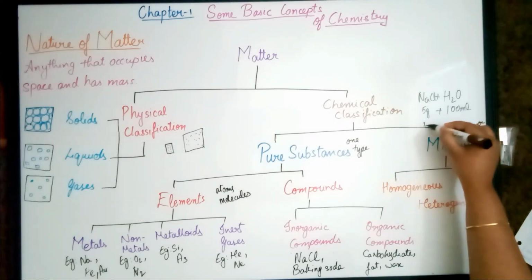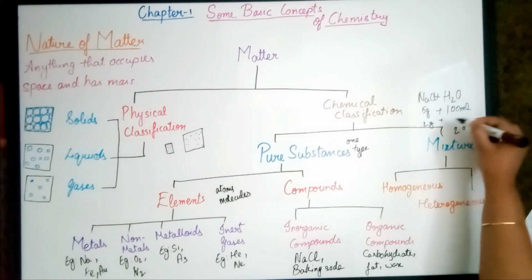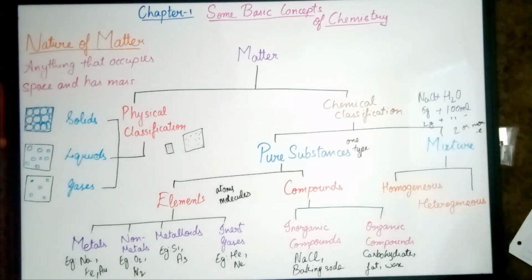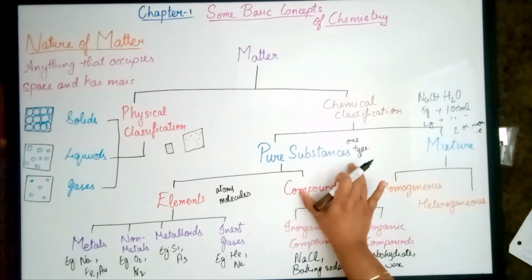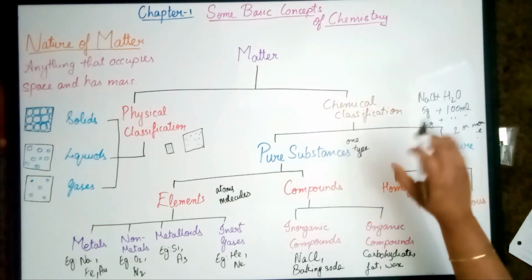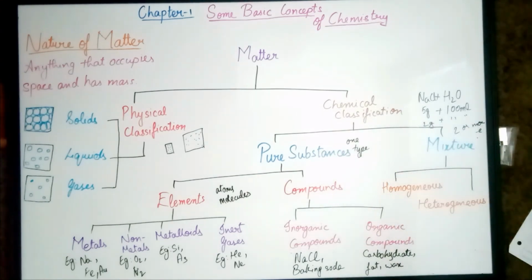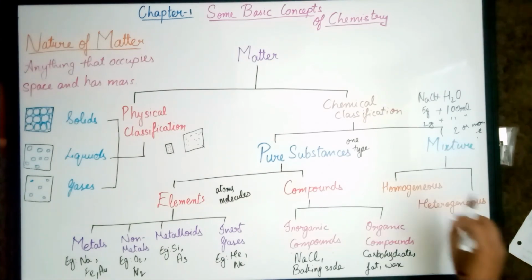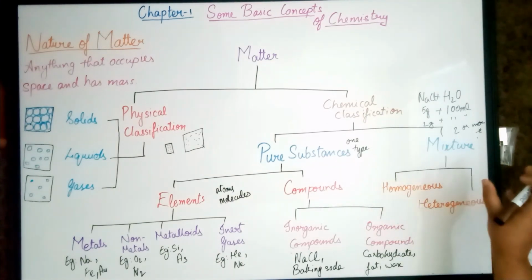And if I have 2 grams of sodium chloride and again 100 ml of water, that is also considered a mixture. So unlike pure substances, mixtures can have two or more substances in any ratio. It does not matter what the ratio is. It's just that they both are mixed together.